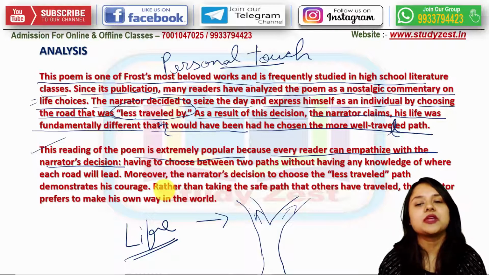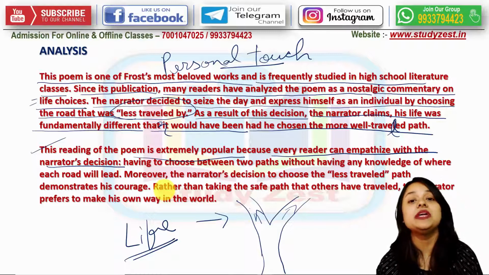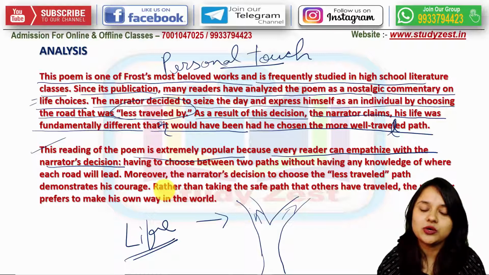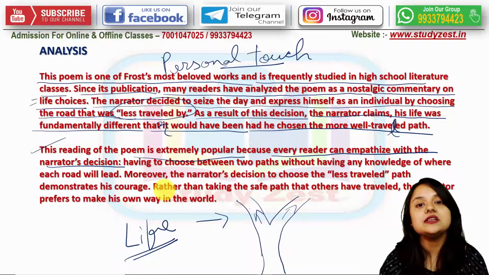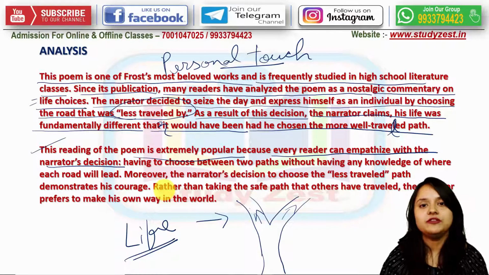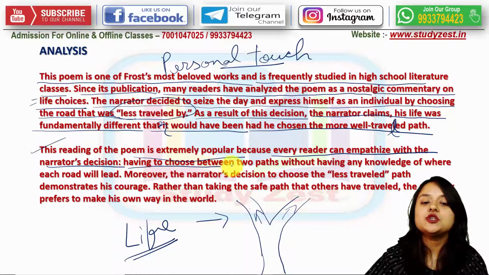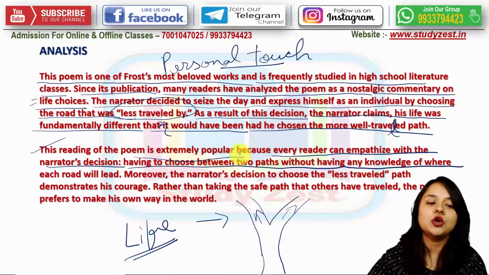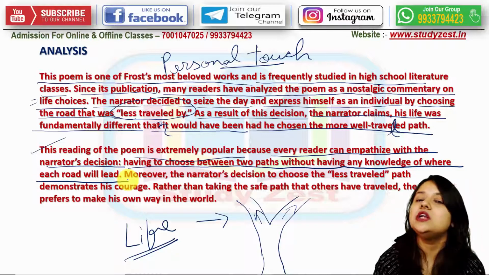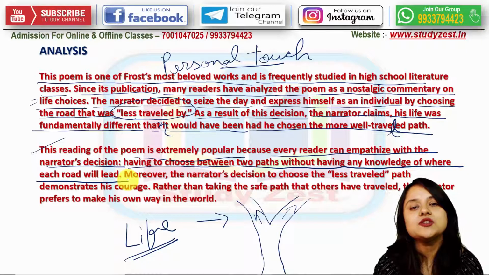From the very smallest parts of our everyday life to the biggest decisions of our career and our personal life, every day we are confronted with difficult choices. So that's why we as readers, when we read the poem, we empathize. Empathize means we can actually understand the emotion of the poet, who has to choose between two paths without having any knowledge of where each road will lead. Obviously, the poet had no idea where the paths would lead.